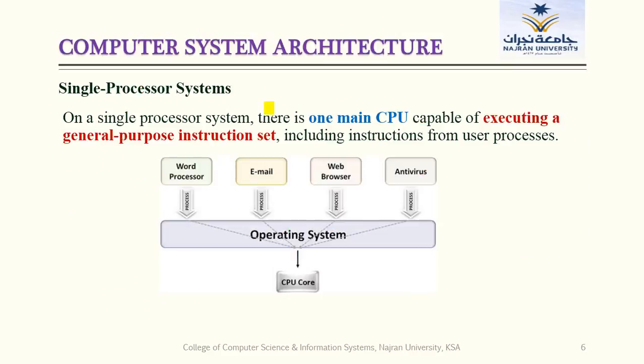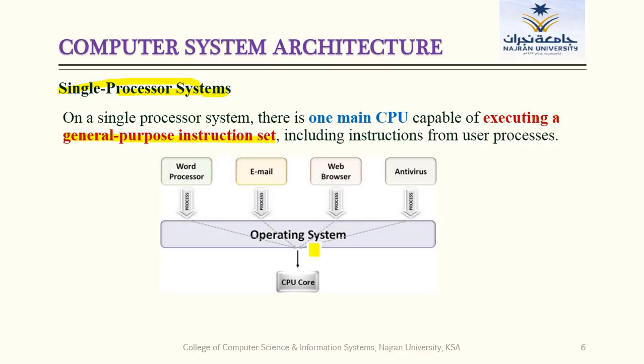Okay. Now, computer system architecture. In a computer system we have two different types of architecture. The first one is the single processor system. As its name shows, there is only one processor, not more than one. In a single processor system, there is one main CPU capable of executing a general purpose instruction set. We have written many programs, and how many processors do we have in our system? Only one. If there is only one processor, then we can say this system is a single processor system.